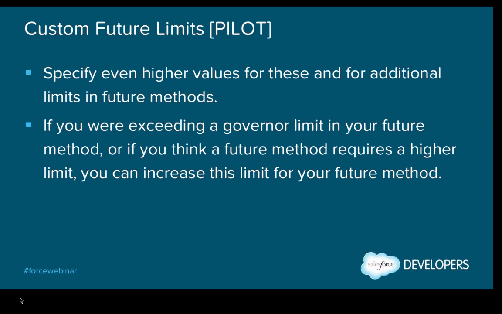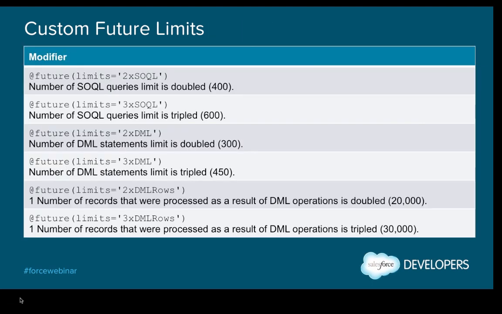Now we're pushing that even more by allowing you to decide how much of those governor limits you want to take on. Here's a good example. This is actually a subsection from the release notes. This is not all of the future limits that you can enhance, just a few of them. For all of them, go to the release notes themselves. But the way it works is we basically continue the annotation @future, and then within the parentheses, we describe the limits that we want to double or triple. So for instance, if I used @future limits equals 3 times SOQL, that's going to give you 300 or 600 SOQL queries for that round of Apex processing, as opposed to the normal 200.